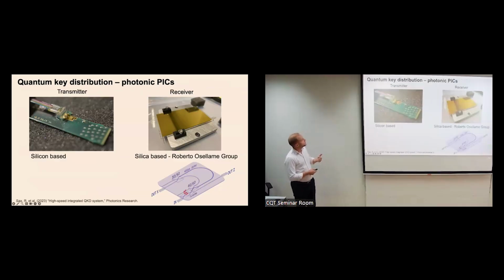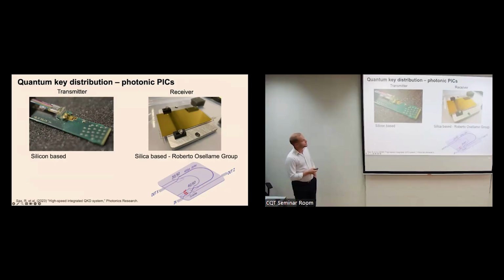So we'll zoom into the transmitter. This is using silicon photonics at the moment. We do want to switch to thin film lithium niobate, because we think it offers much better performance and more stability. On the receiver side, this is silica-based interferometers.